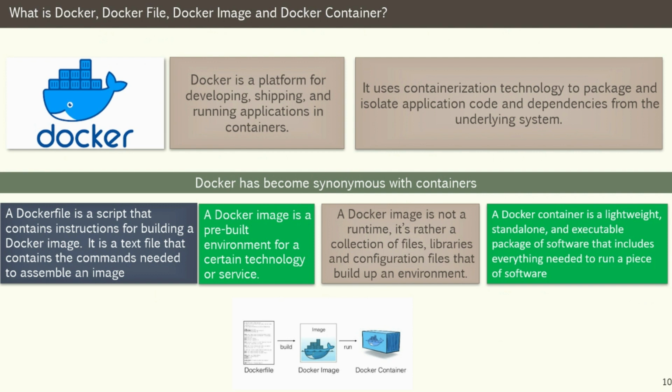So what is Docker file? Docker file is a script that contains instructions for building a Docker image. It's a kind of text file that contains commands needed to assemble an image that is used by Docker build command to create an image. The instructions in the Docker file include, but are not limited to, specifying the base image, installing the software and the dependencies, configuring the environment, and defining how to run the software when a container is launched from the image.